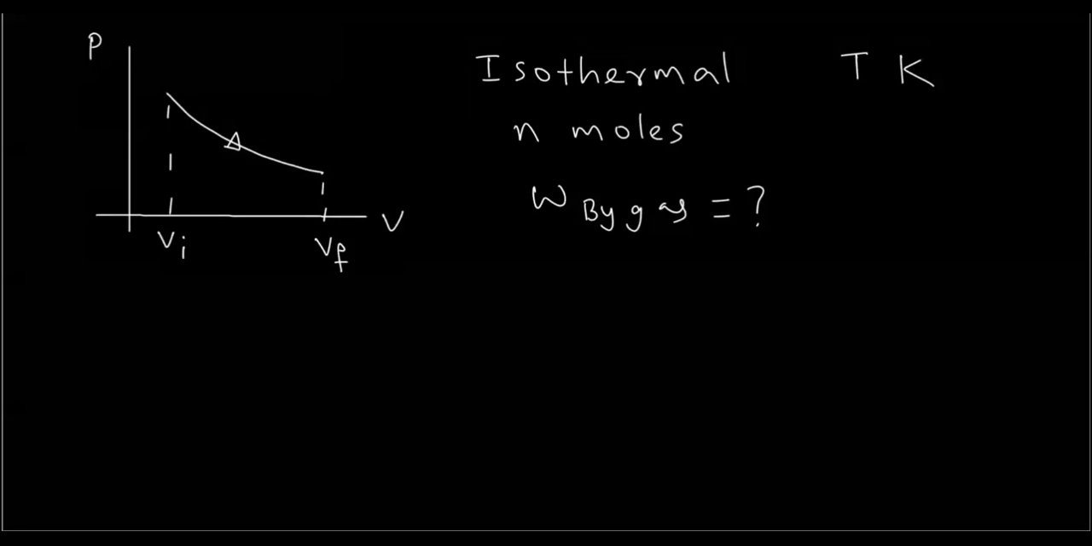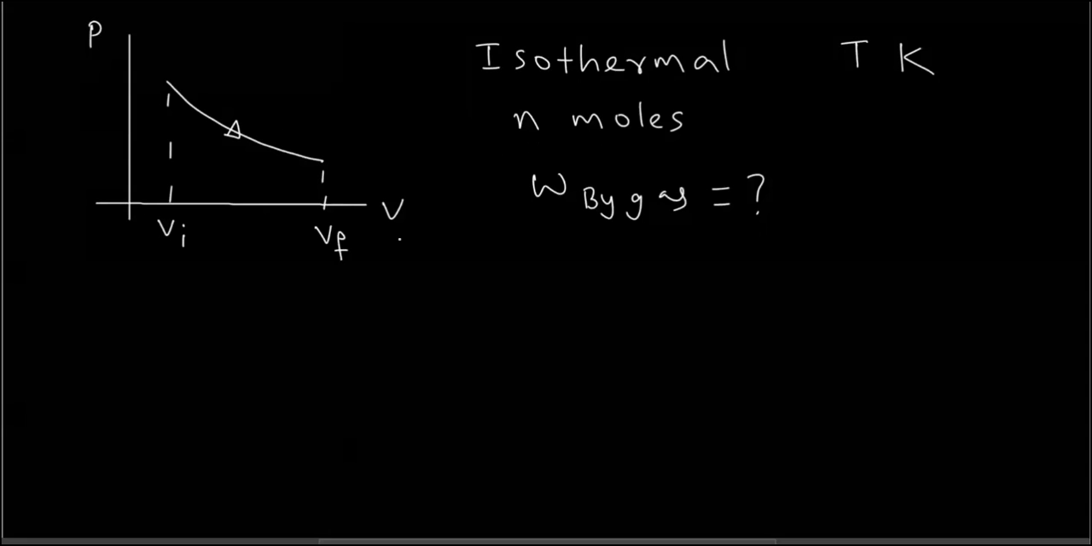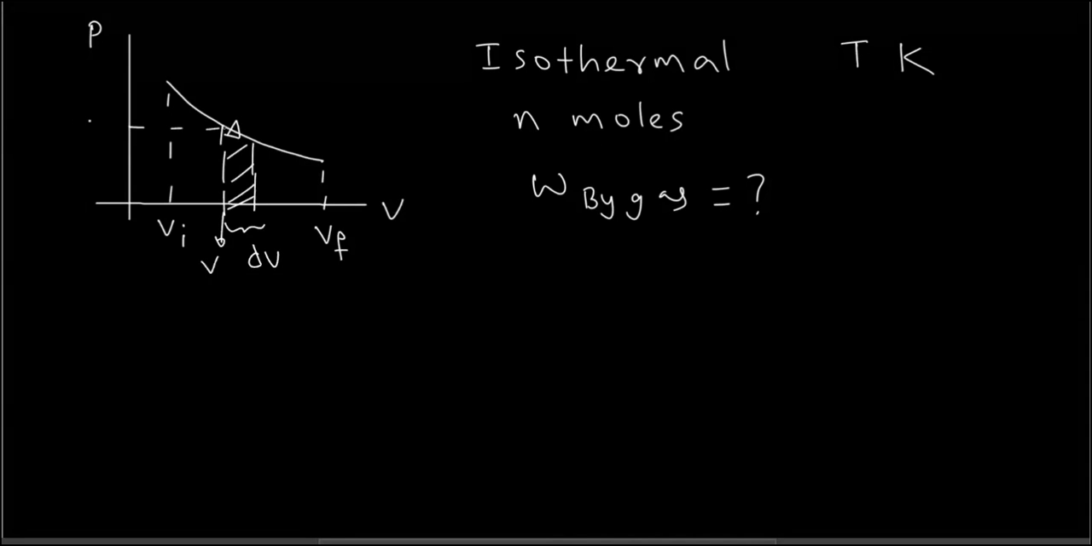See, in this case, I think you understand that the pressure is changing. We know pressure into change in volume is work done. So what we do is we take an intermediate expansion. Let's say the volume here is V and the change in volume is dV. Here we take some pressure, and if I'm taking this change in volume as very, very small, then the area of this rectangle would give me the work done by gas, which is P dV, right? So if I integrate this from initial volume to final volume, I should get the work done by gas.